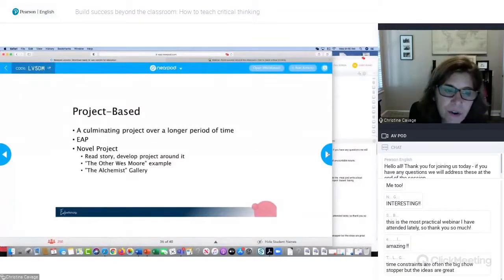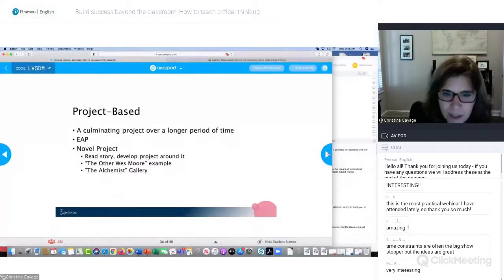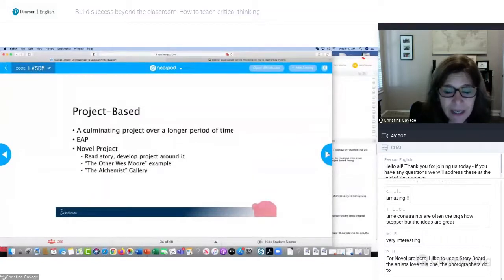In our English for Academic Purposes program, I definitely use project-based. I use novel projects a lot. So students read a story and they develop a project around it. Now, I will tell you, I've used this even at the very beginning level. My beginners read short little stories, Garden in the Neighborhood. It's about a community garden, and also Harry Potter, and have done projects around there.